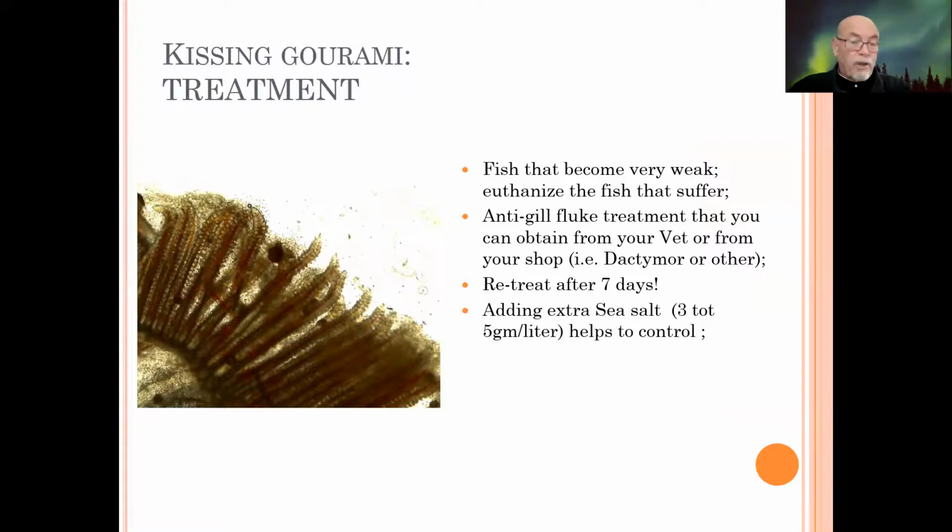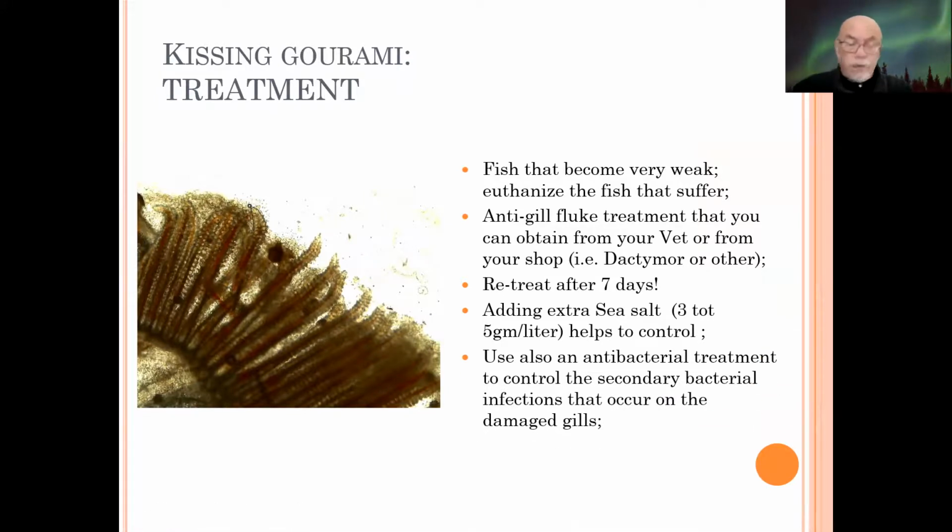Adding extra salt helps, 3 to 5 grams per liter, and that extra sea salt helps, because gill flukes don't like it too much to reproduce, to grow. So it helps, it doesn't kill them, it just puts them off reproducing, it puts them off growing, and it helps during a treatment. So sea salt is a good help for that.